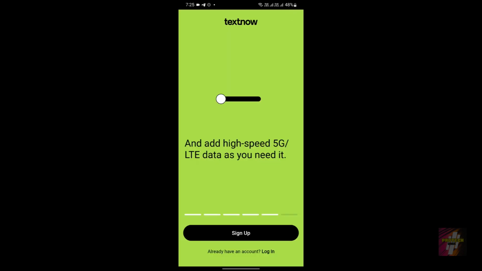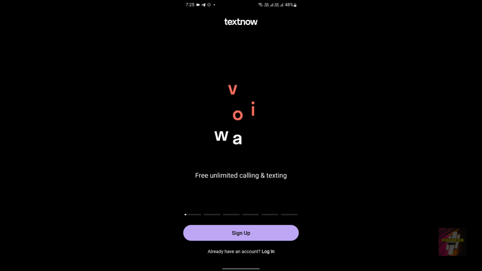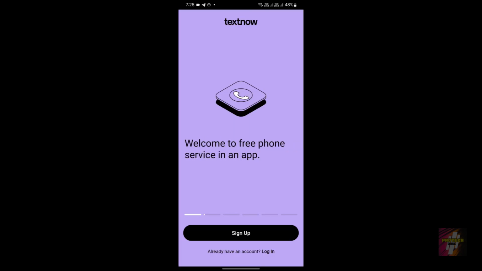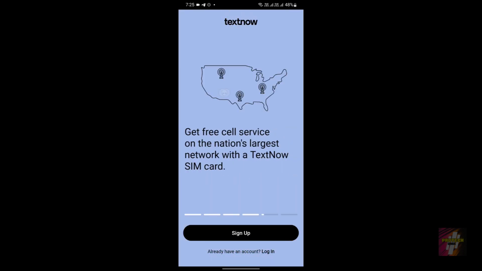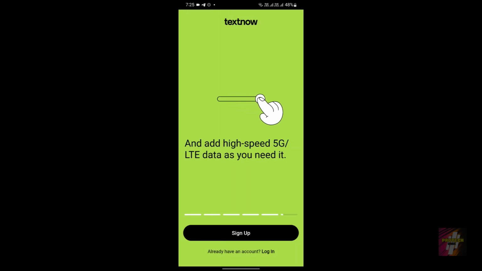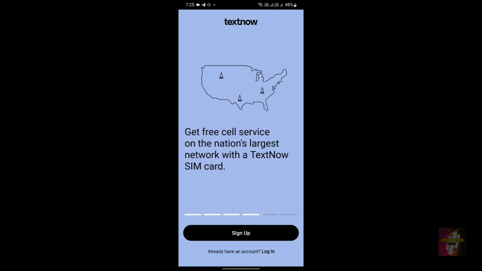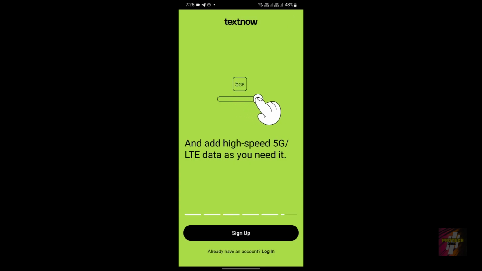Just take a look at the features. Wait, I'll show you again from the first. Free unlimited calling and texting, a local phone number of your own, and like I told, free unlimited calling and texting all over the country, including Canada and the USA. The calling and texting is going to be free, and for international, you would be charged, but not that much. It's going to be cheap for international calls, but still you're going to get charged. We can also buy a plan and get the internet too.